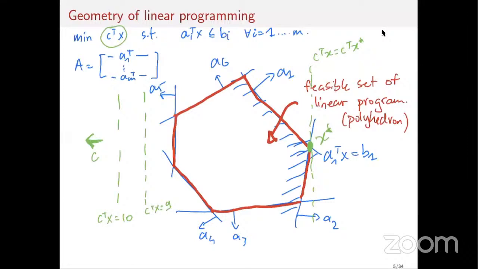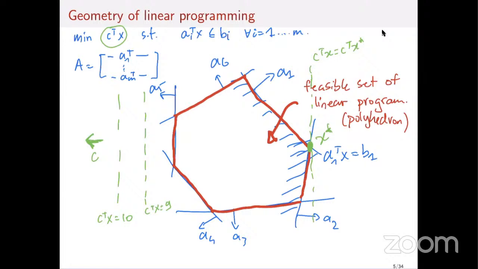Any polyhedron has a certain number of extreme points. If your polyhedron lives in dimension n, which is our case here, where it's dimension 2, then the extreme points are intersections of n linear inequalities. So in dimension 2, the extreme points are given by intersections of two lines. The extreme points are this X star that you can see here, but also this one, this one, this one, this one, and this one. It's a basic geometric fact in linear programming that the optimal solution can always be found in the set of extreme points of the polyhedron.